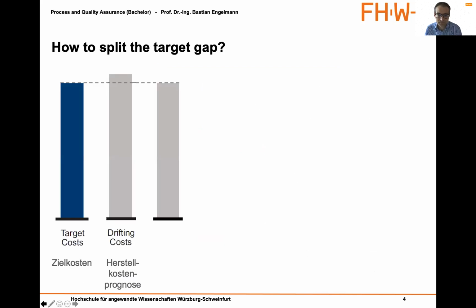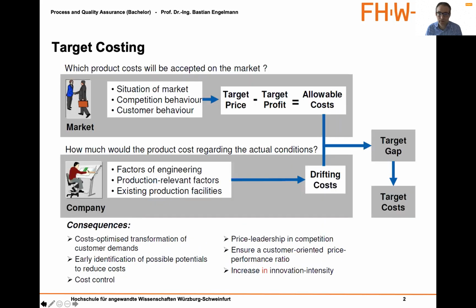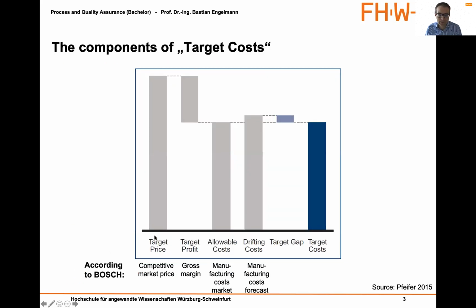Okay, let's go back. Here is another very common graphical interpretation of what we had seen here. The target price minus the profits gives the allowable costs, compared to the drifting costs, getting a target gap. So the target price we have here is the market price. We need to reduce it by the target profit. Then we get our allowable costs, and the allowable costs we will compare to the drifting costs.